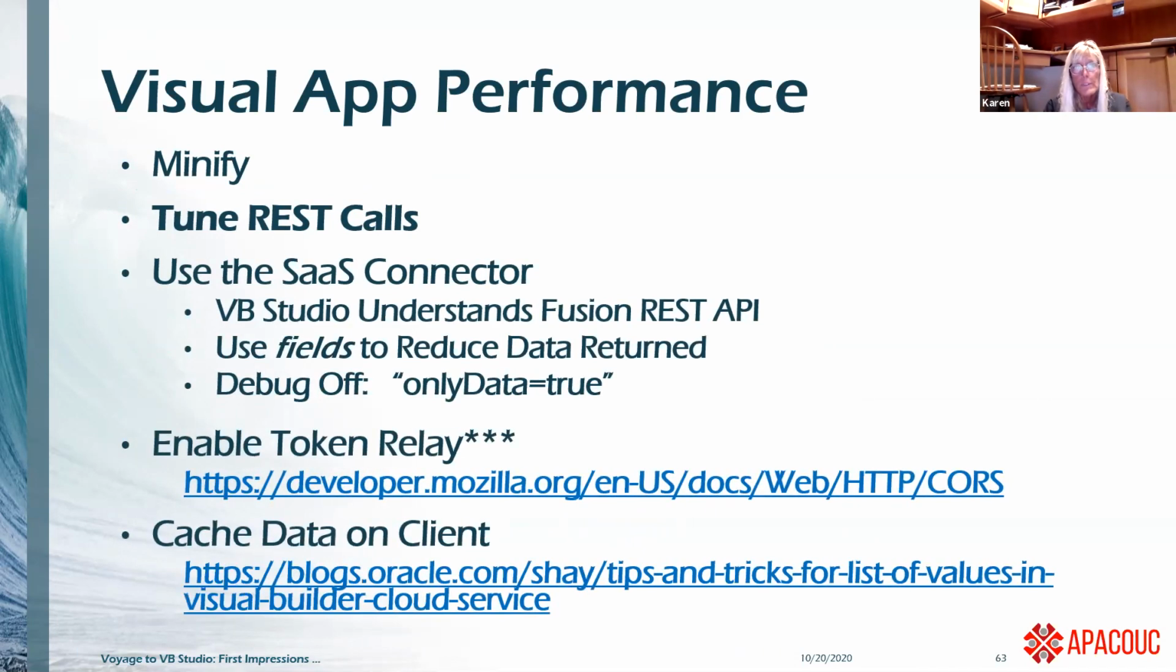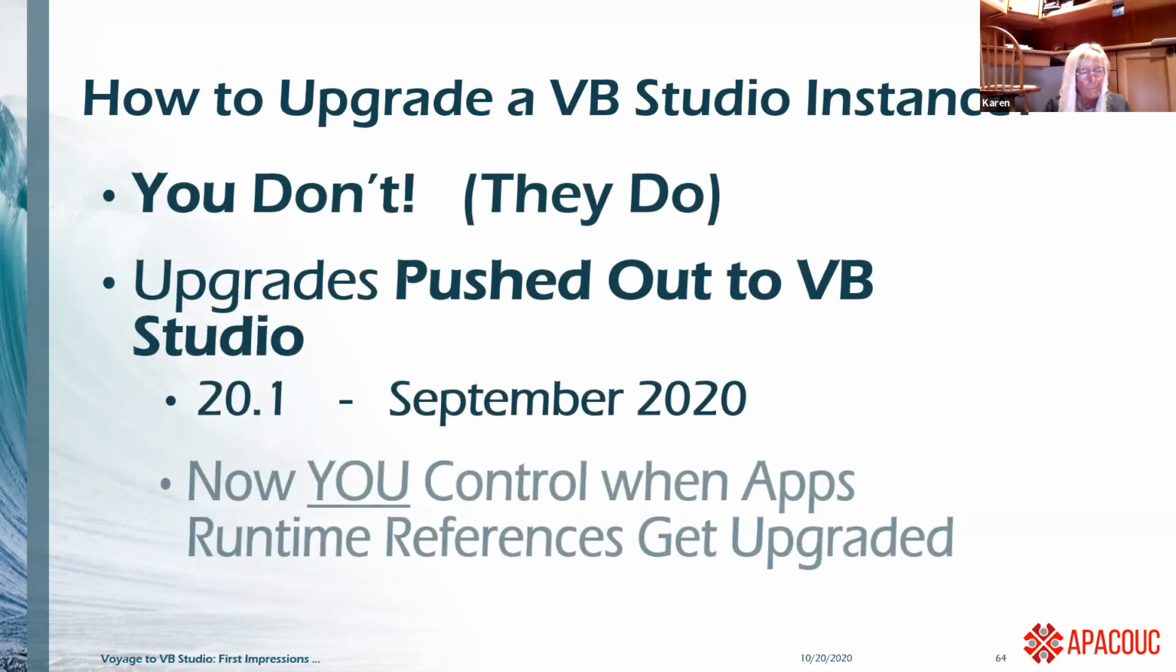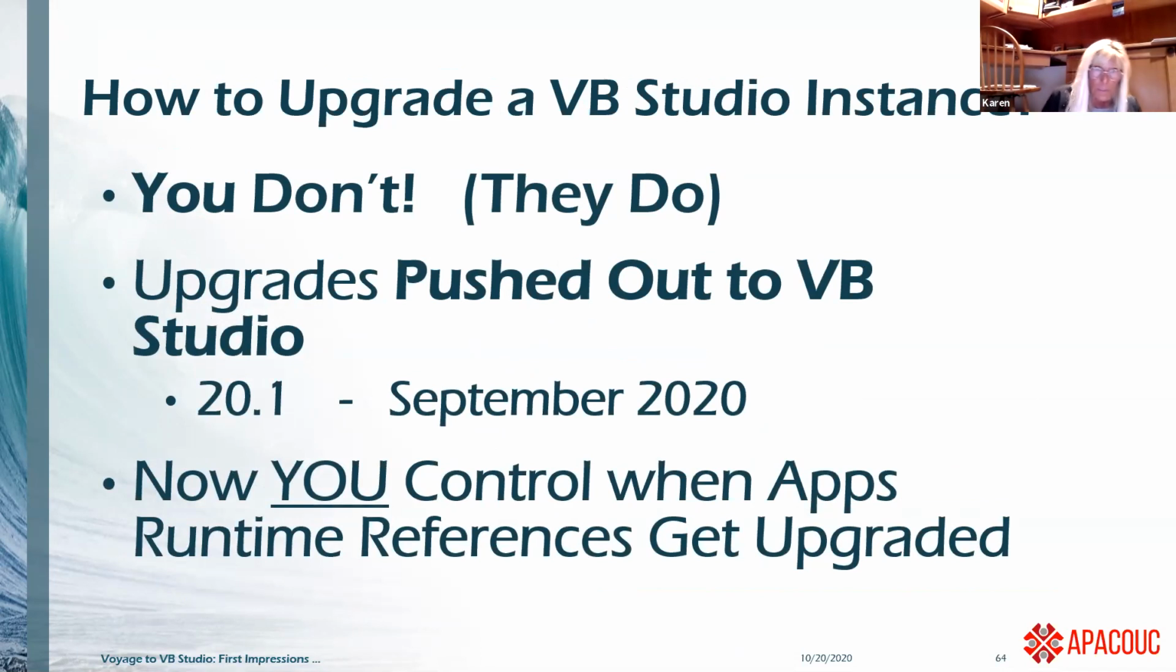Minify your JavaScript. Tune your REST calls. Number one thing you can do is tune your REST calls. That's the interface. That's your network stuff. If you get into using Fusion web apps and you're getting data from your SaaS connectors, you may need to refine how that works. You may need to cache data on a client and use a middle tier. Far outside the scope of this talk.